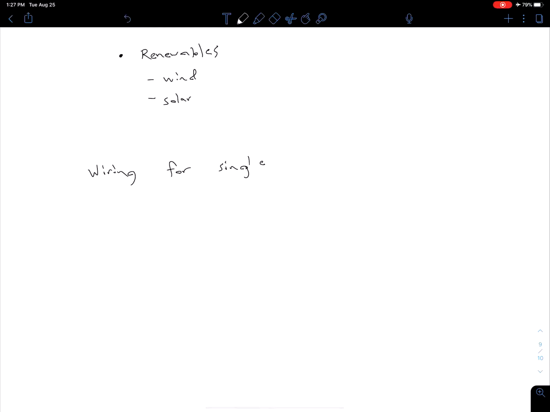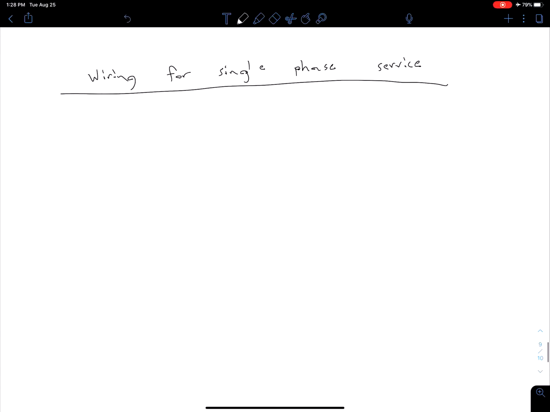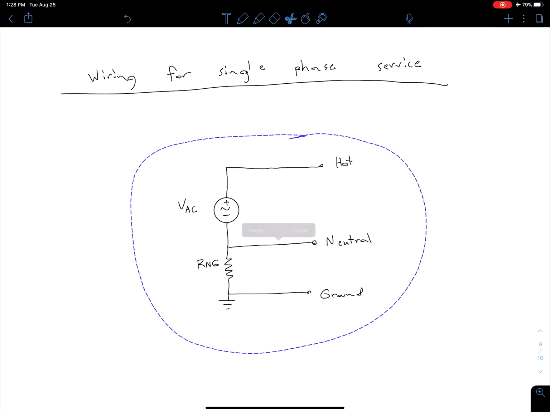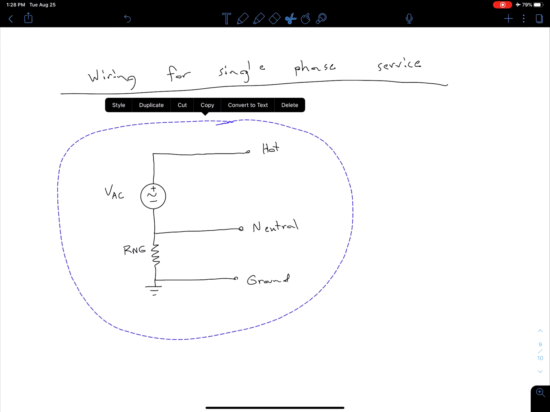Wiring for our single phase. Of course, in most places here in the US, our power is transmitted in three phase, but once it comes to our house or our business, once we have it at the outlet, in most cases, for most appliances, that's just single phase. And so what our wiring looks like for that is something like this. So let's paste this guy in here. So we have something like this.